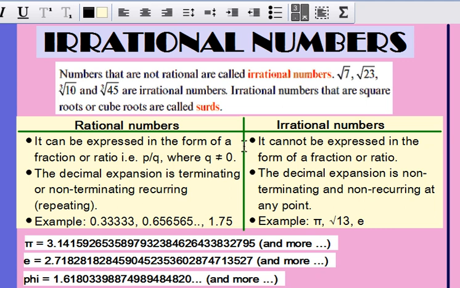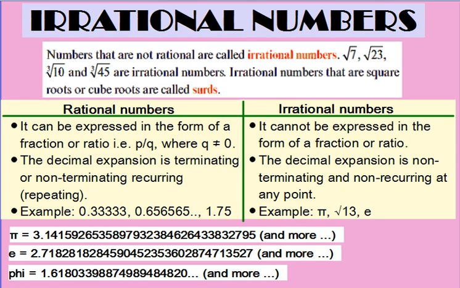So I have distinguished between rational and irrational. Rational numbers can be written in the form p/q, where q should not be 0, meaning the denominator should not be 0. So all integers are rational numbers, and they are terminating or non-terminating recurring numbers, but they are recurring. Here in irrational we don't get any pattern. So pi, which is a famous irrational number, people have calculated pi to over a quadrillion decimal places and there was no pattern found.